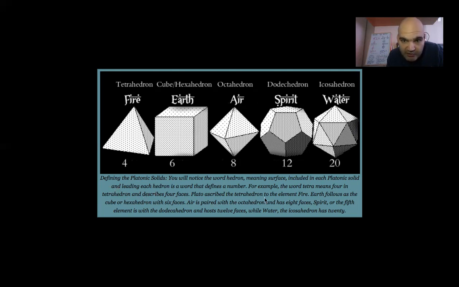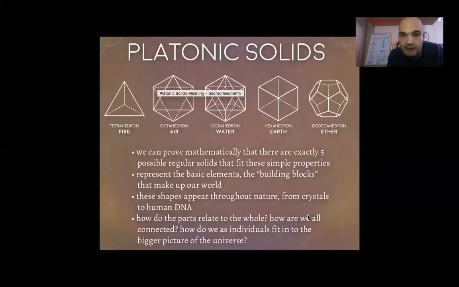Plato ascribed the tetrahedron to the element of fire. Earth follows as the cube or hexahedron with 6 faces. The air is paired with the octahedron and has 8 faces, and the spirit, or the 5th element, is with the dodecahedron and hosts 12 faces, while water is the icosahedron with 20.